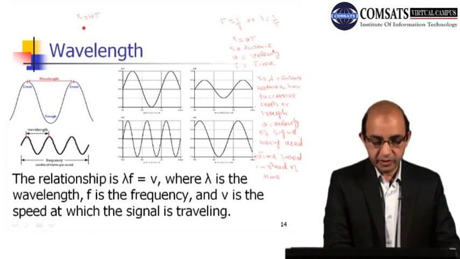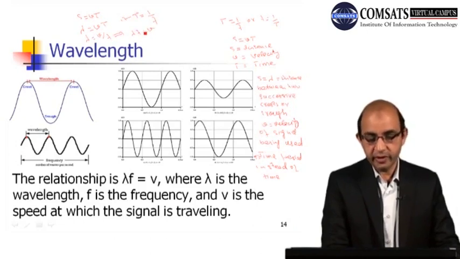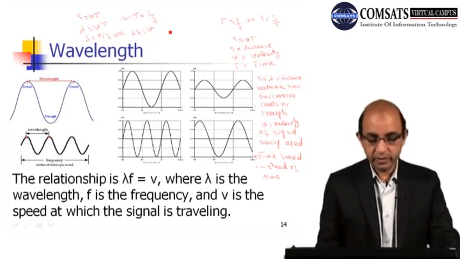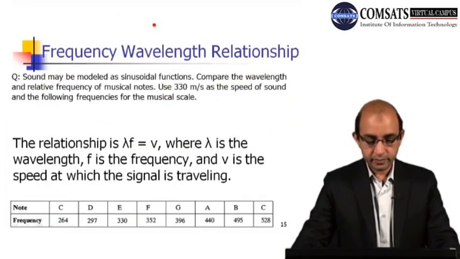So as mentioned, S is lambda, V is the velocity, and T is the time period. If I replace T equal to 1 over F in this equation, then lambda is equal to V over F, and we will have lambda F equal to V. So this is the relationship between wavelength, frequency, and velocity. That's what is required in order to solve this question.